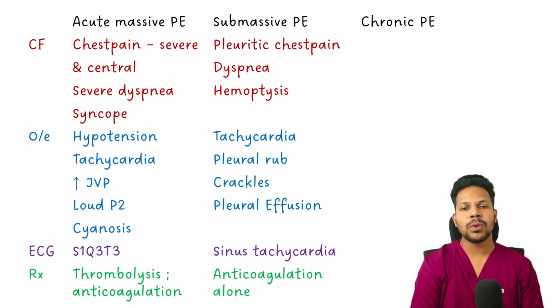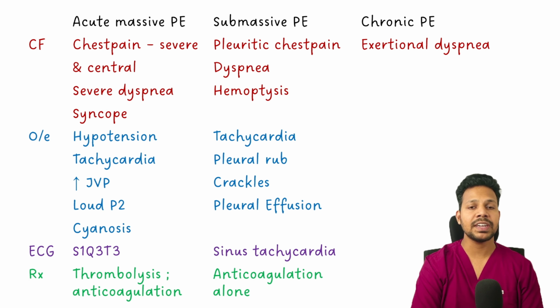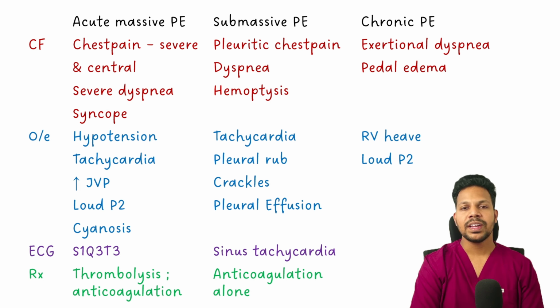And in chronic pulmonary embolism, there is no sudden obstruction to the pulmonary flow. There is gradual obstruction. That is why the patient will not have chest pain, but the patient will have exertional dyspnea and pedal edema because of right heart failure. On examination, you will see right ventricular hypertrophy in the form of right ventricular heave and loud P2 and the features of right heart failure. ECG will show ST T wave changes in leads V1, V2, and V3. That is nothing but right ventricular strain pattern, and the treatment is anticoagulation.